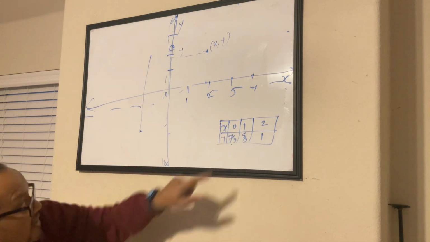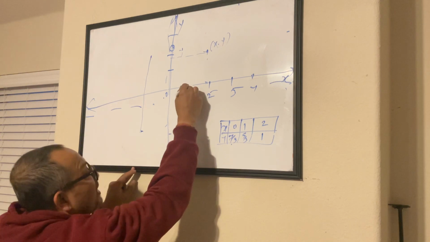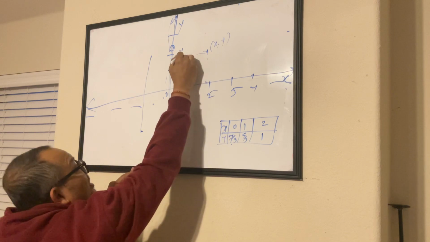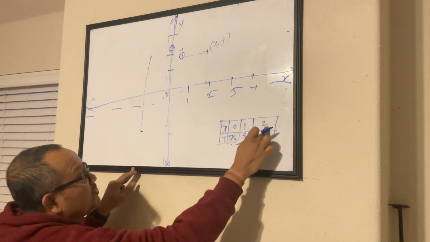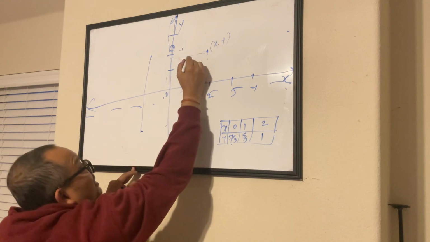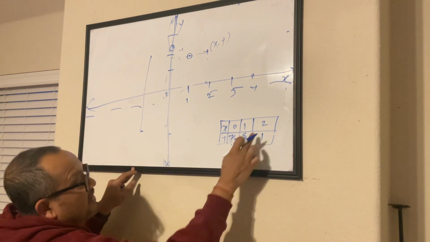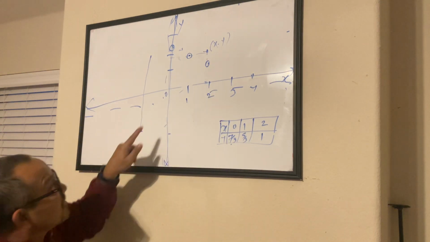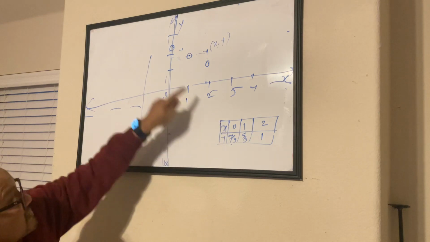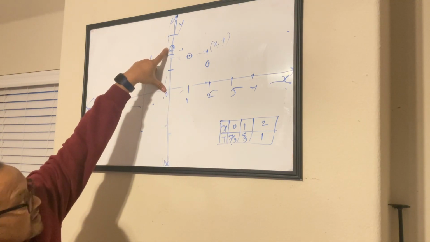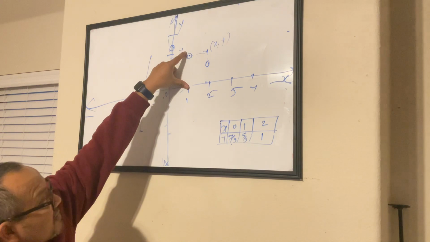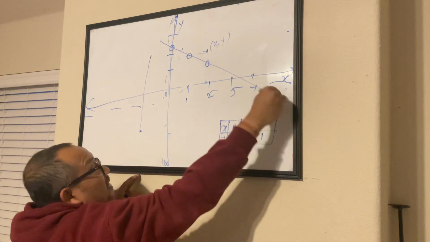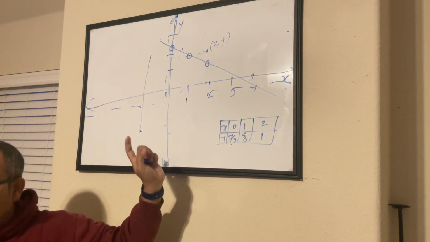Now when x is 1, y is 5 by 3. 5 by 3 is a little more than 1 but less than 2. Maybe somewhere here. When x is 2, this is not here, this is kind of here. When x is 2, y is 1. So this point. If you look at these points, here x is 0 and y is 7 by 3, a little more than 2. X is 1, y is 5 by 3, a little less than 2. And then this point. If you join these 3 points, that makes a line. That's why it's called a linear equation.